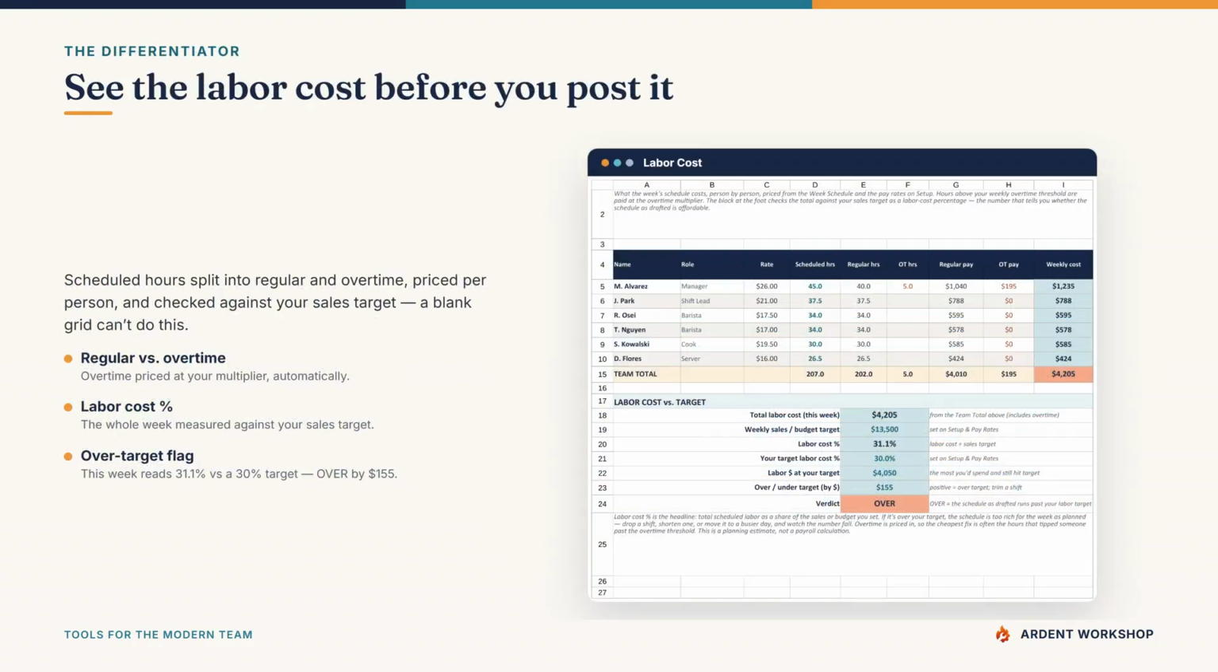This is the tab that makes it more than a grid. The labor cost tab splits every person's hours into regular and overtime, prices them at their rate, and rolls the week into a total. Then it checks that total against your sales target as a labor cost percentage. In this example, the schedule lands at 31.1% against a 30% target. So it reads over by $155, and it tells you exactly that, while you can still trim a shift.